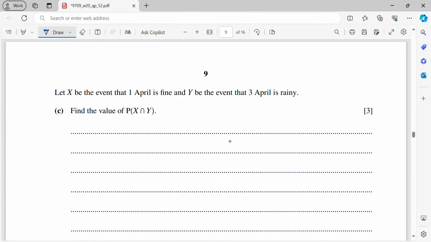Okay, let X be the event that 1st April is fine and Y the event that 3rd April is rainy. Now find the value of P(X intersect Y). So P(X intersect Y) means X is a fine day, and the middle one, because this is 1st April and this is 3rd April, so what happened to the 2nd April? The 2nd April can be a fine day, or a rainy day. The second day can be a rainy day.